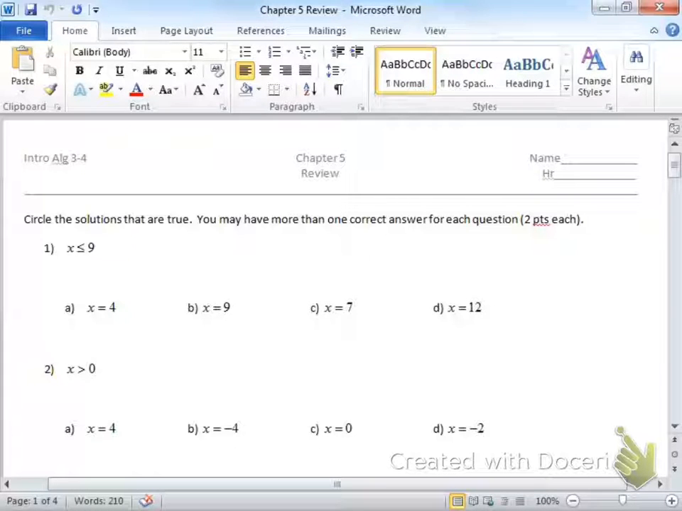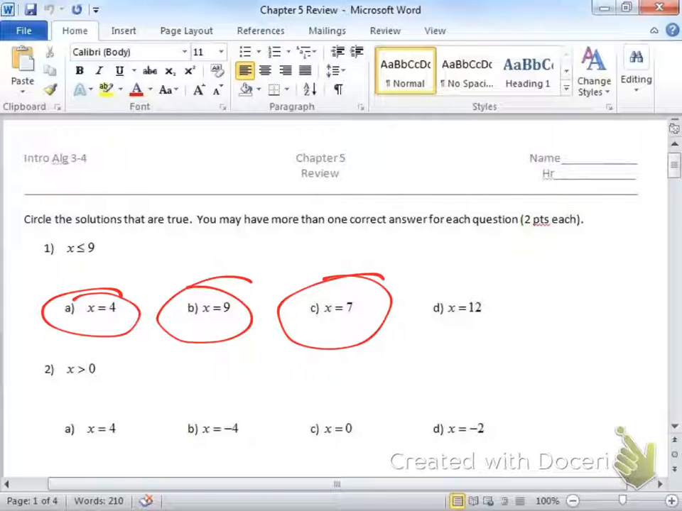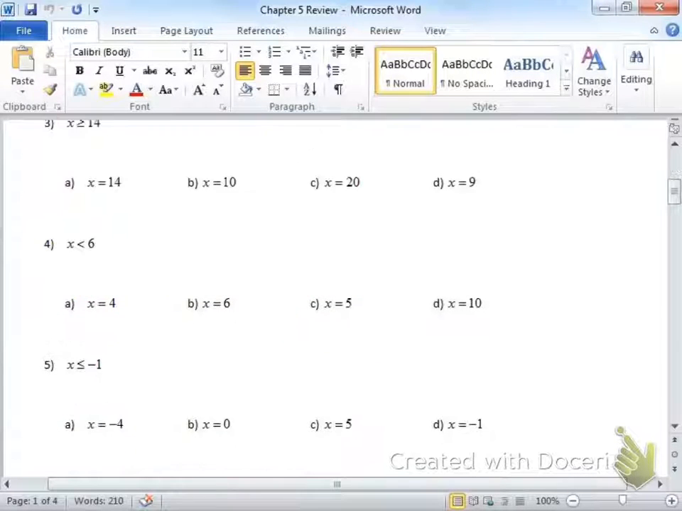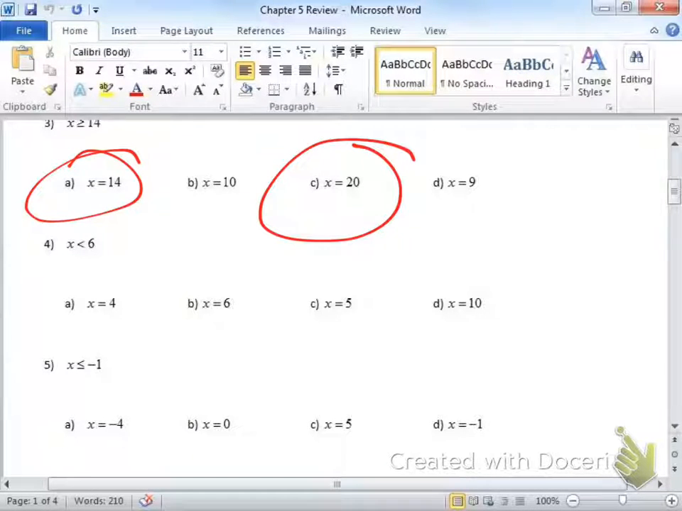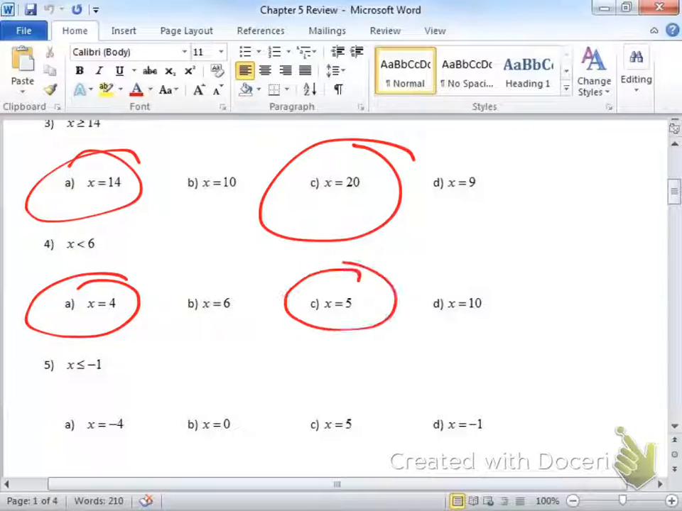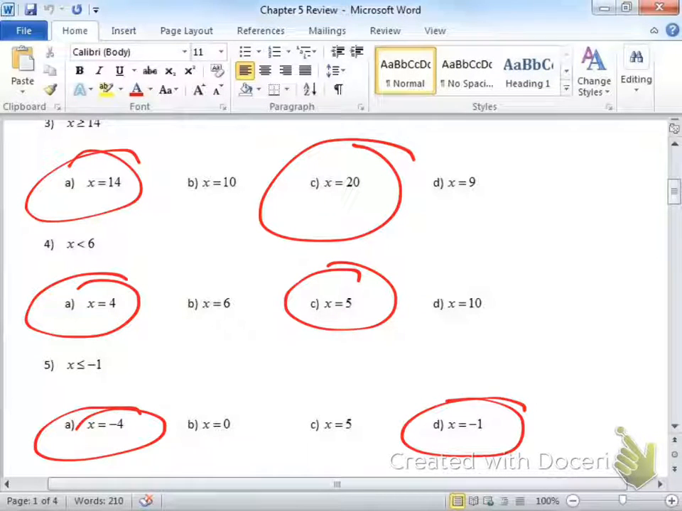Number 1, you are looking for the x values that are less than or equal to 9. So that's going to be A, B, and C. Number 2, x is greater than 0, so that's only 4. Questions on the first 2. Number 3, we want the x values that are greater than or equal to 14, so that's going to be A and C. Number 4, we want the x values that are less than 6, so that's A and C again. Number 5, the x values that are less than or equal to 1, so that's the negatives, A and D. Questions?